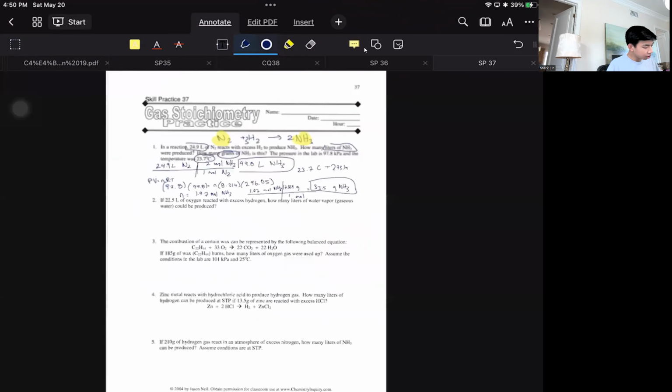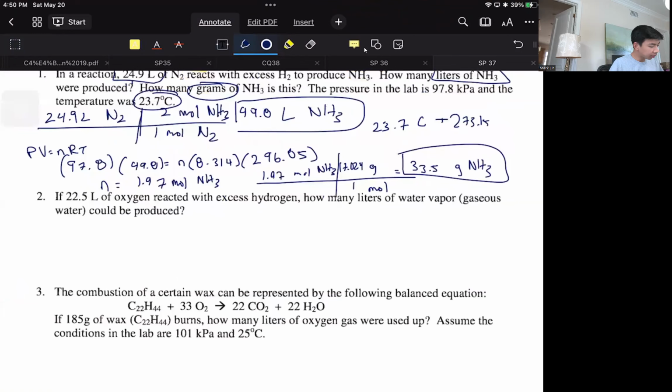Cool. Number 2, if 22.5 liters of oxygen reacted with excess hydrogen, how many liters of water vapor, gaseous water, could be produced? All right, so let's write out the chemical formula. So oxygen, O2, reacts with hydrogen, H2, to make H2O, like gaseous water. So let's balance it first. This will be 2, this will be 2.